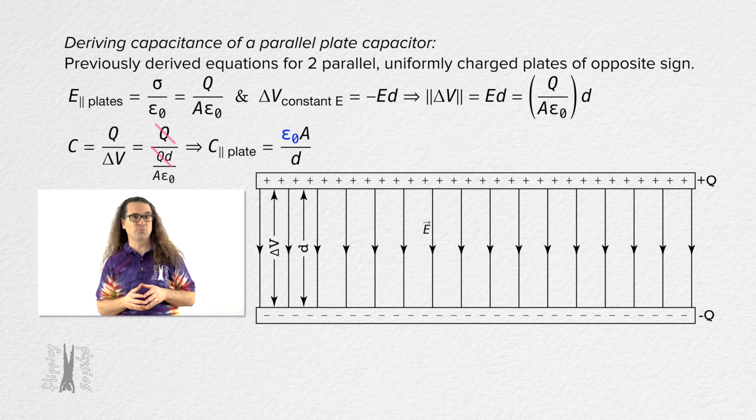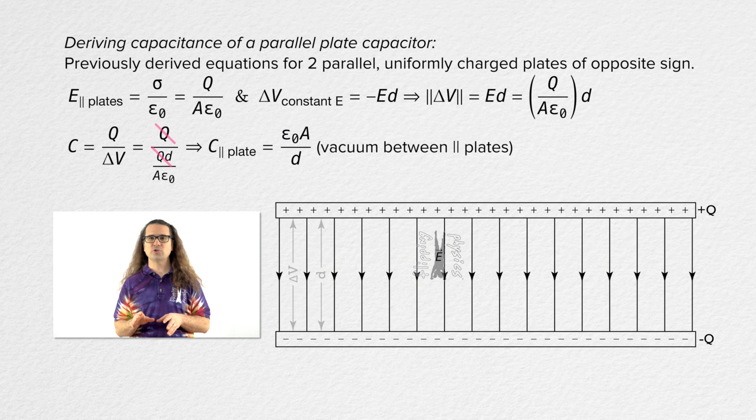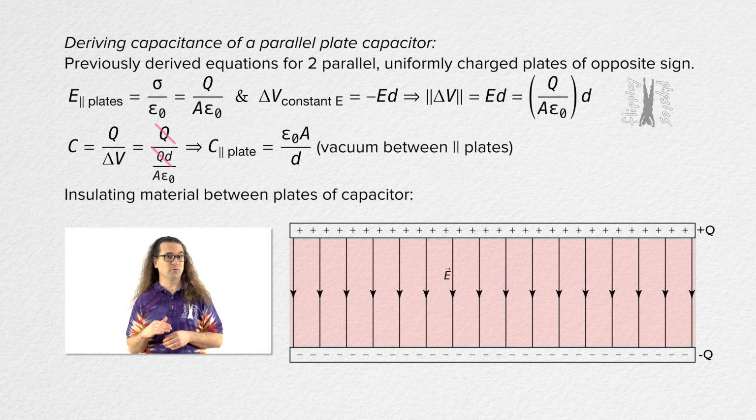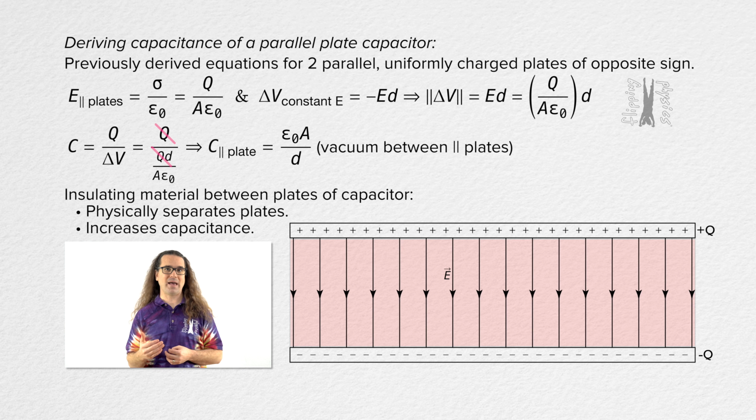An important piece to realize about this equation for the capacitance of a parallel plate capacitor is that it assumes there is a vacuum between the two plates. Usually we place an insulating material between the plates of a capacitor. This is both to help physically separate the two plates and because it increases the capacitance of the capacitor. This insulating material is called a dielectric.